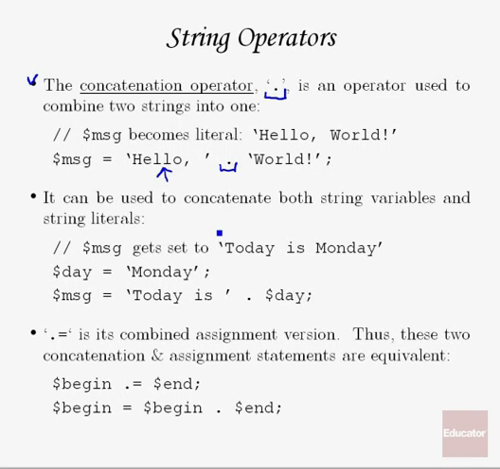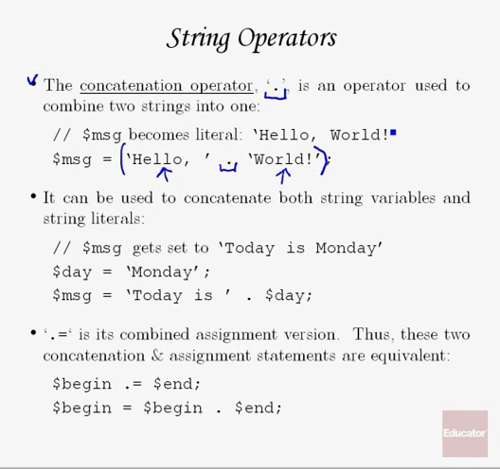So here we have the binary operator, the period, and it has two operands. On one side is the string literal hello. The other side is world, and this operator says take these two strings, concatenate them together, and the result is the concatenated string. So after this concatenation operation occurs, message actually becomes the literal hello world, where they're all combined into one string.